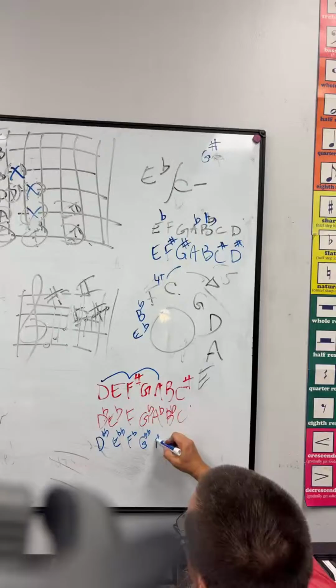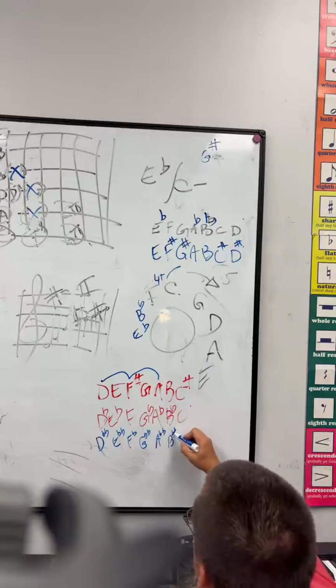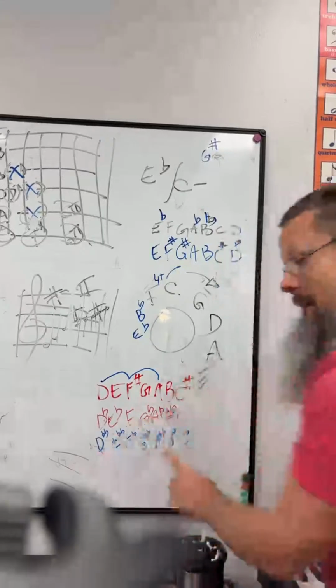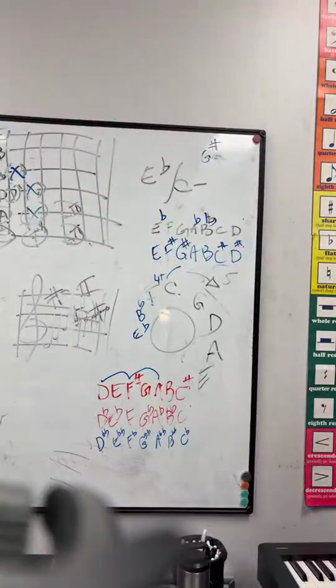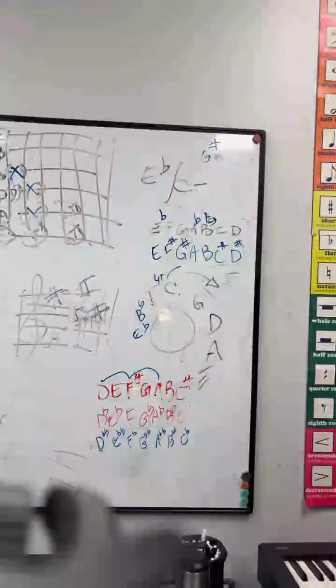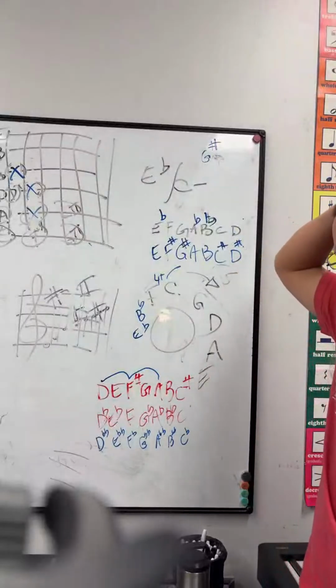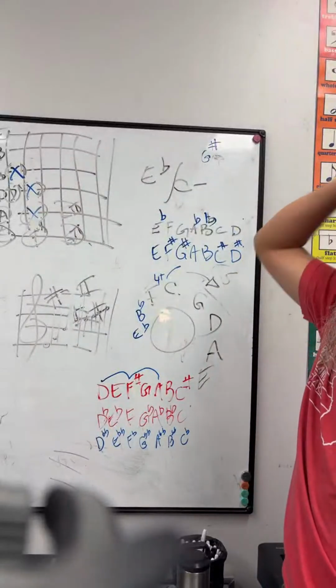What is a double flat? It is exactly what it sounds like. It just moves down, and it's just naming. So here's a D, here's a D flat, here's a D double flat. What's another name for a D double flat? C natural. Okay.